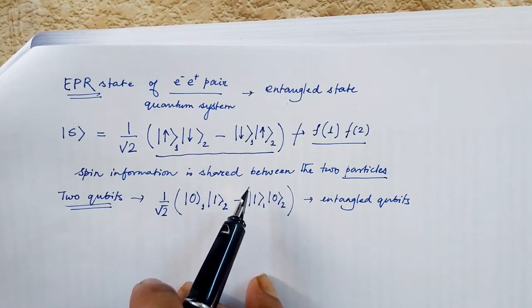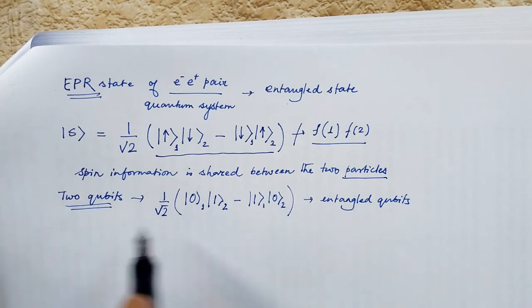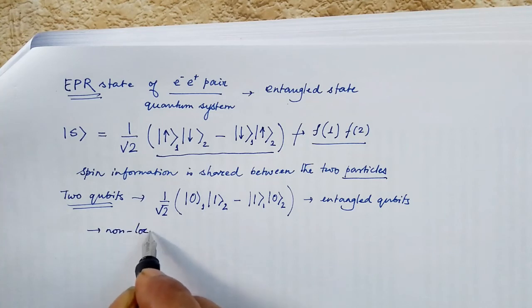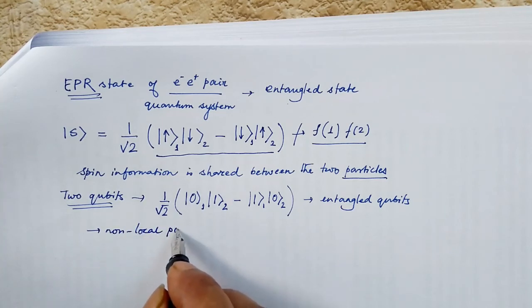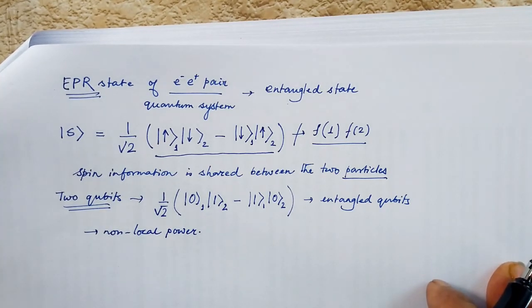Okay, so with such states, quantum mechanics shows non-local power. As we said earlier, local means nothing weird, no faster-than-light signaling, no peculiar behavior, no acausal behavior. Non-local, we mean exactly the opposite.